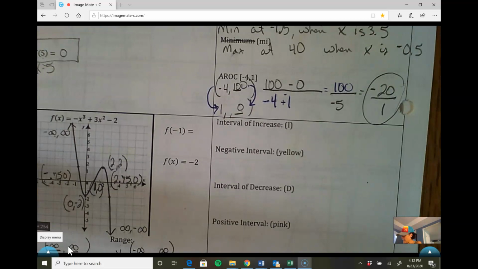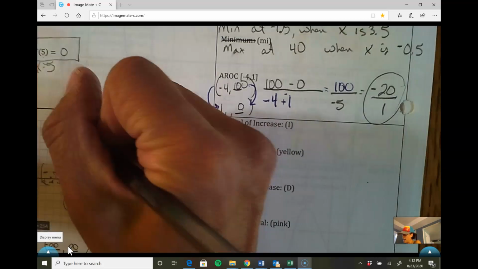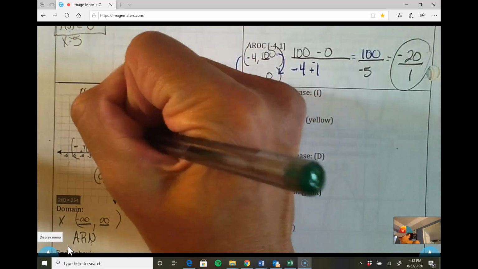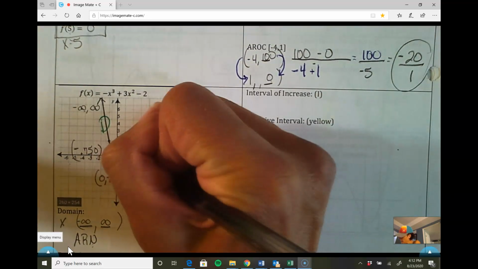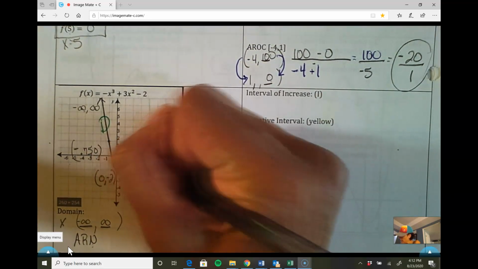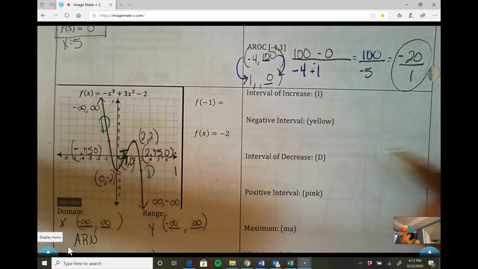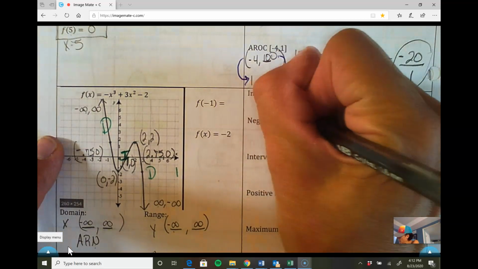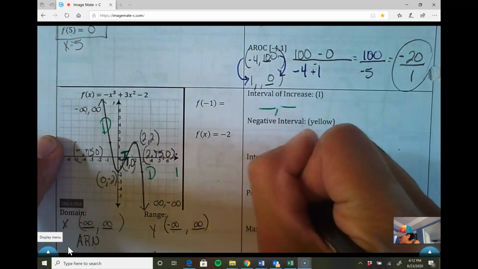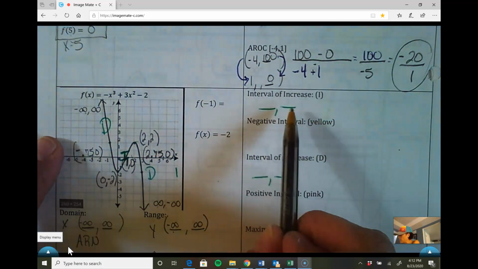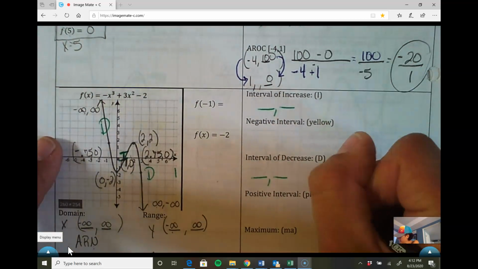All right, increase, decrease. So I and D. So left to right, we start out with the decrease section till we get to here. Then we have an increase section till we get to here, and then we have a decrease section. So for increase, I'll have 1, and for decrease, I'll have 2. So where does it start? Where does it stop?